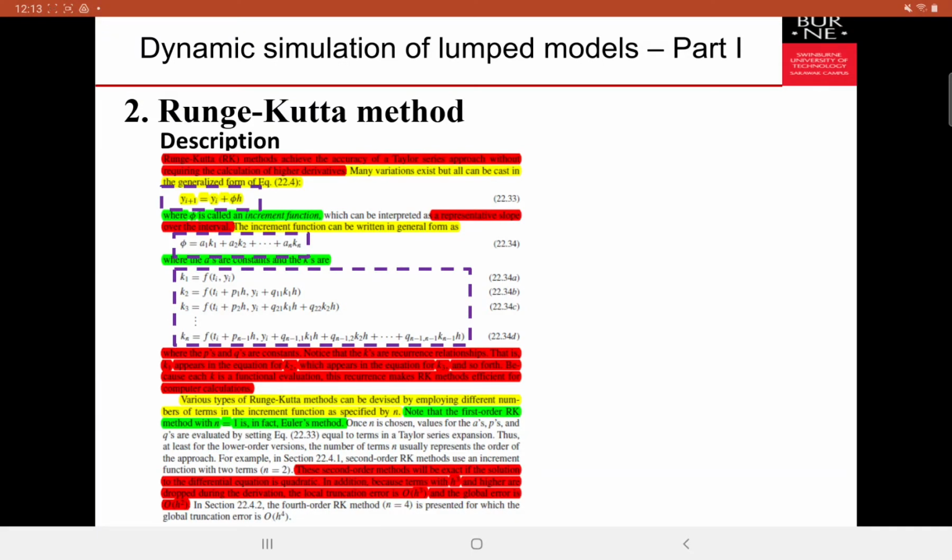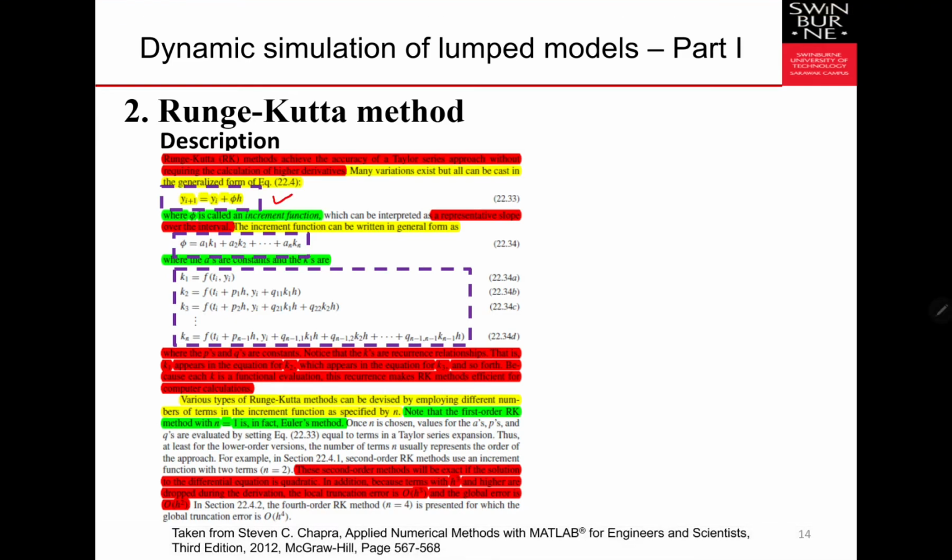Here in part 3 of week 5 process modeling, we continue to the Runge-Kutta method. The Runge-Kutta method can achieve the accuracy of a Taylor series without calculations of the higher derivatives. Although the formula is the same, the increment function is different in this case, as expressed by equations 22.34 here, where the a's are the constants and the k's are calculated according to these equations.